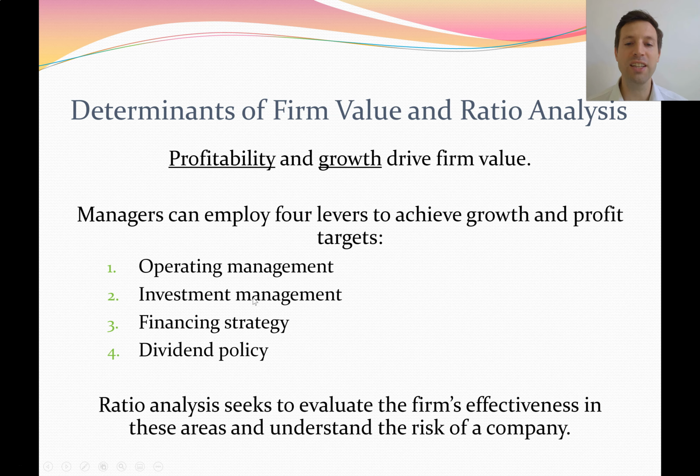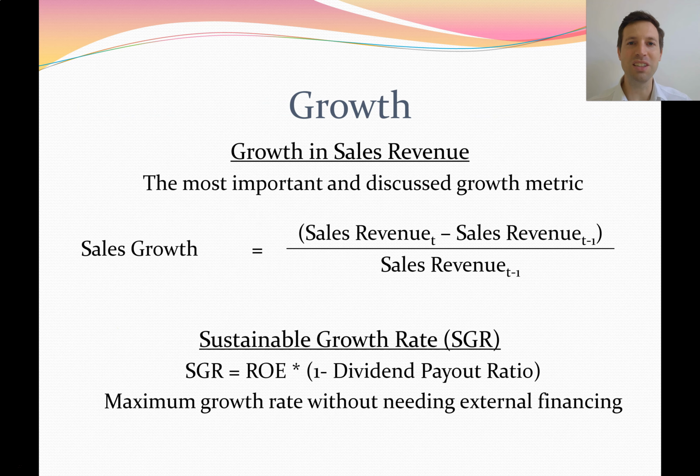So all 4 of these levers allow them to change their growth and profit targets. And it's important when we do ratio analysis and financial statement analysis, we look at all 4 of these areas. And finally, ratio analysis seeks to evaluate the firm's effectiveness in all of these areas and understand the risk of a company. Risk and return are always closely correlated. So as we're looking at the returns the firm has generated, we also need to be mindful of how risky the business is.